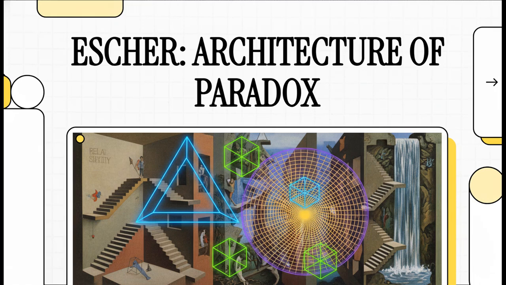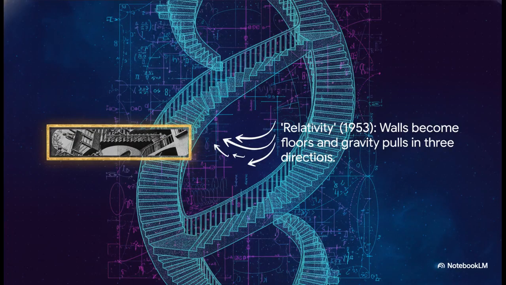All right, today we are stepping into the absolutely mind-bending world of MC Escher. You know, the artist who built staircases that go nowhere and somehow made water flow uphill. Let's get into it. We're kicking things off with one of his most iconic works, Relativity.